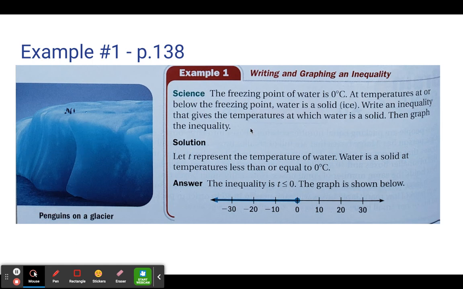Example 1 says the freezing point of water is 0 degrees Celsius. At temperatures at or below the freezing point, water is a solid, also known as ice. Write an inequality that gives the temperatures at which water is a solid, or when water is ice. Then graph the inequality. Let T represent the temperature of water.